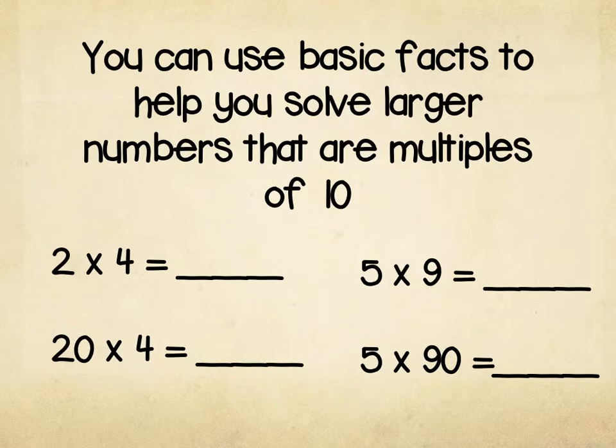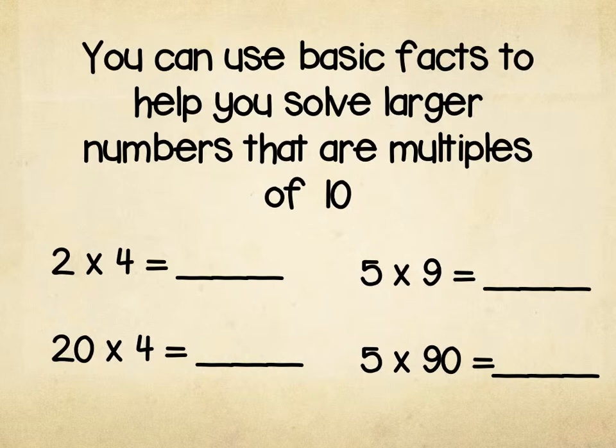So we're going to use the basic math facts to help us solve the larger numbers that are multiples of 10. So take a second and look at these 4 problems I have here. I have 2 times 4 and 20 times 4. Do you see what's the same about them and what's different? Then I have 5 times 9 and 5 times 90. Both 20 and 50 are multiples of 10, and I know this because they end in 0. Any number that ends in 0 is a multiple of 10.